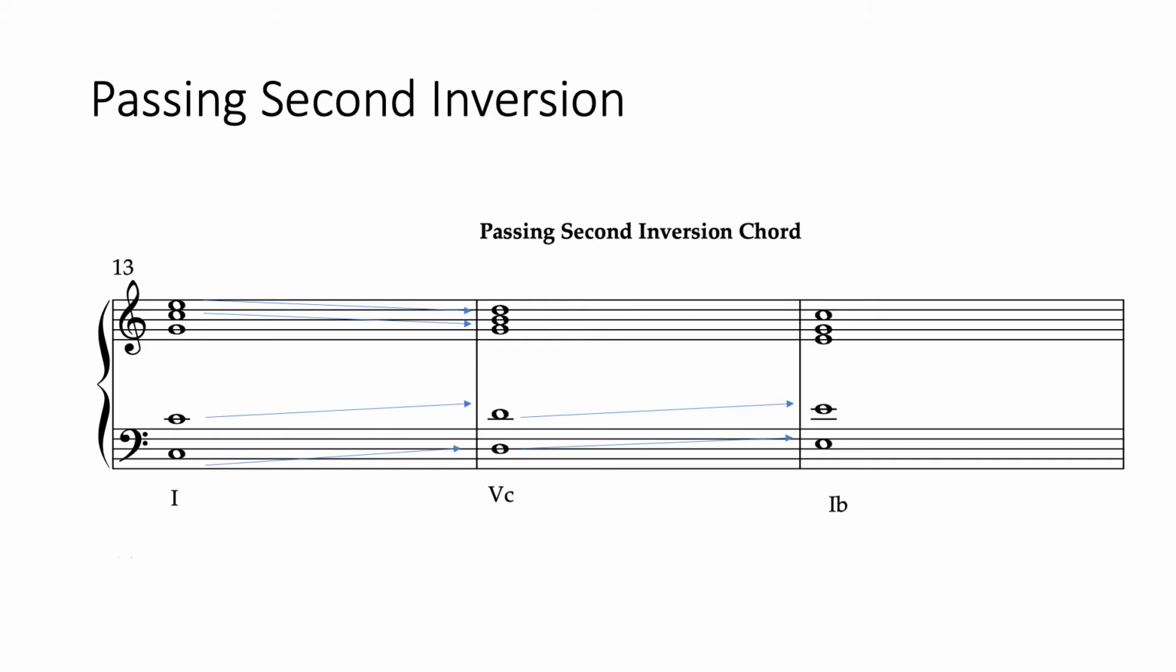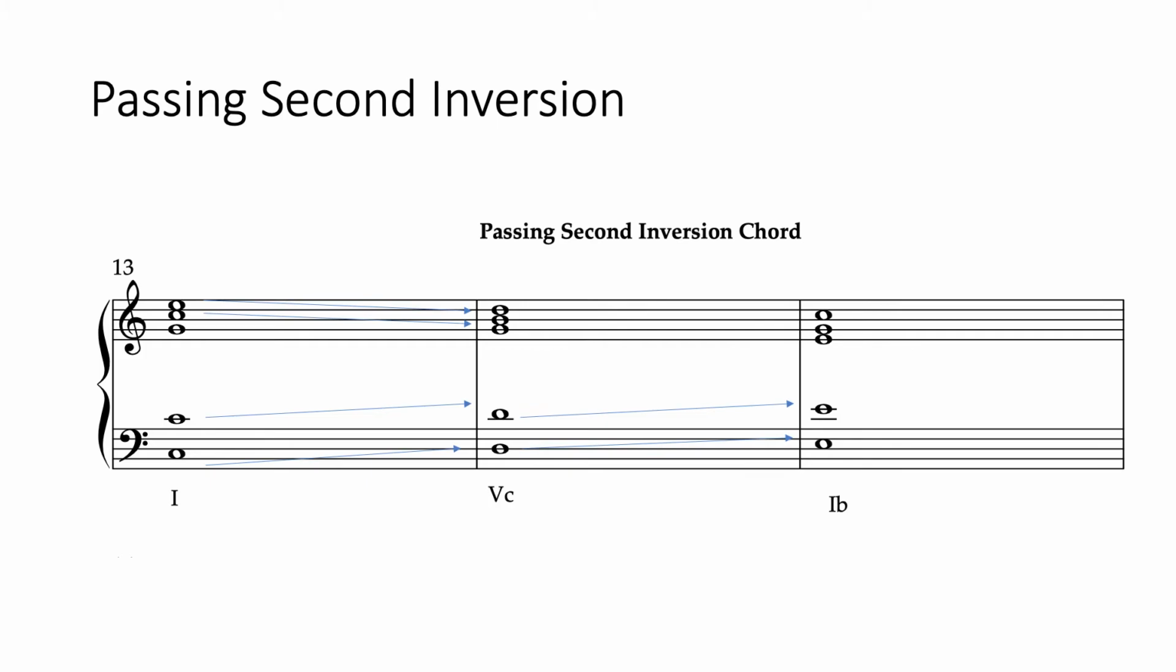And you can see the bass moves by step, and actually the voice leading on the top part is fairly close as well. It's all mostly stepwise motion, and so this is treated like a dissonance again, as you'd want a second inversion chord to be treated. So those are our three types. We've got a cadential second inversion chord, an auxiliary second inversion chord, and a passing second inversion chord.